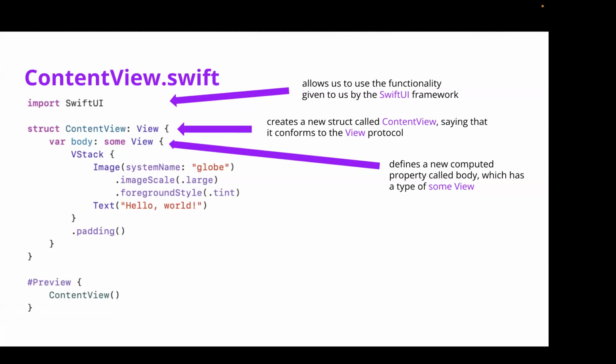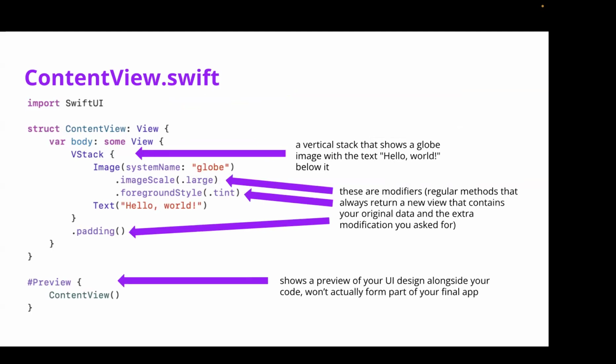Views are anything that is on the screen, like buttons, text, and forms. They're all part of a view. Then var body: some View defines a new computed property called body, and it has a type of some View. So it could be any view, like a button, a text, or a form, or anything. Moving down, we have a vertical stack that shows the text "Hello World" and a globe under it.